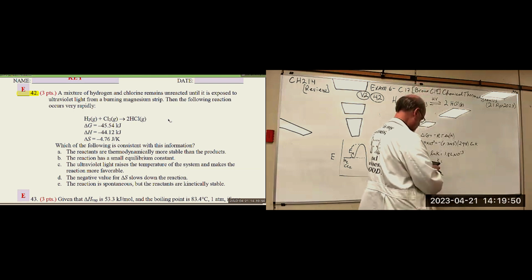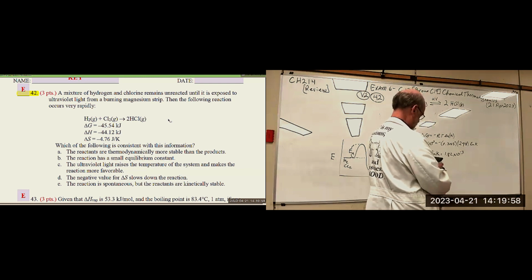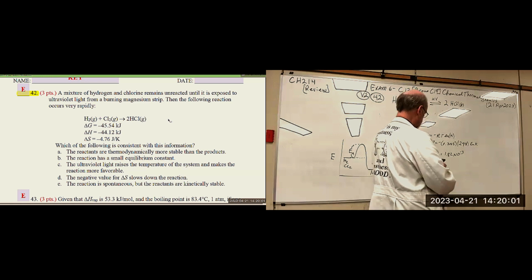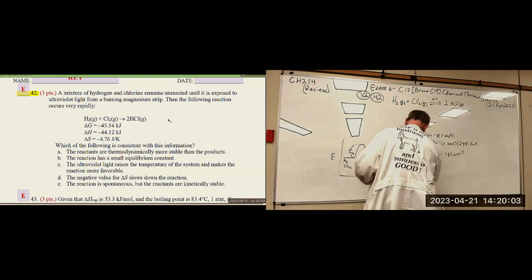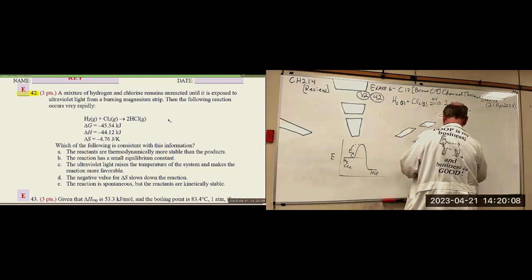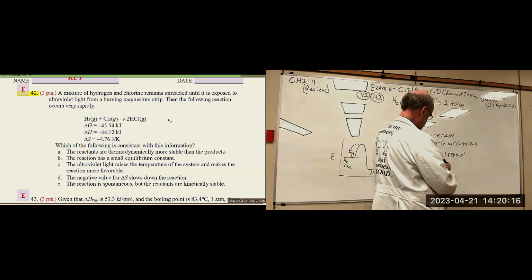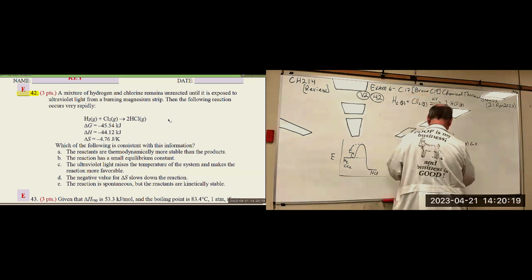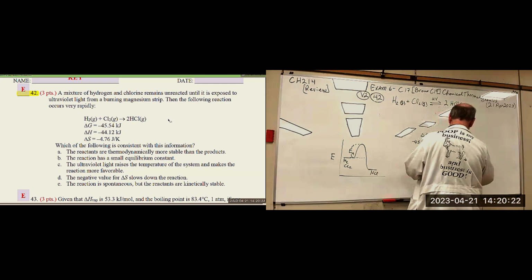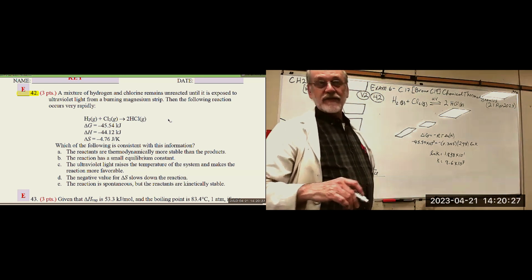That didn't look right. Hold on a second. 45.54 exponent 3 divided by 8.3145 divided by 298. Yeah. That just didn't look right. This is 8.38 times 10 to the first power. So K is e to that power. There we go. 9.6 times 10 to the 7. K is huge. Right. So B is not the answer.